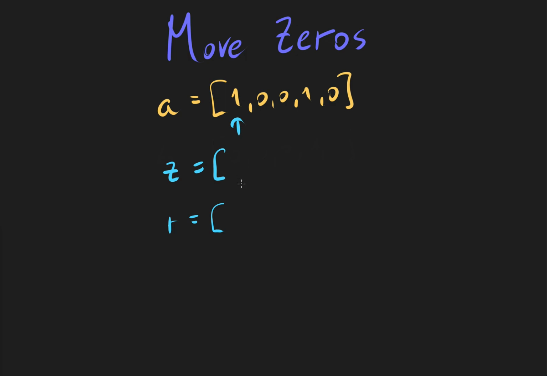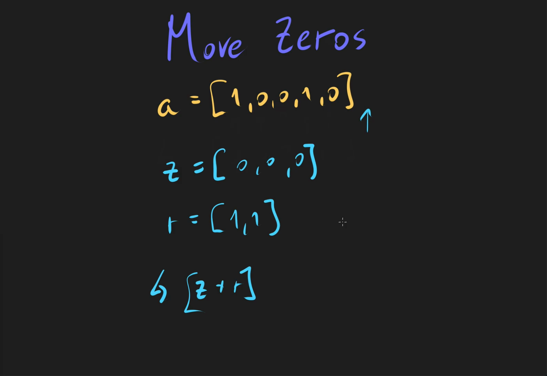So when we have 1, we just put it inside the rest array. 0, have another 0, 1, another 0. Now we're past the array, we're done with this. So we have two arrays, a bunch of zeros and the rest of the numbers. And what we can return is just an array which is zeros plus the rest, like so.